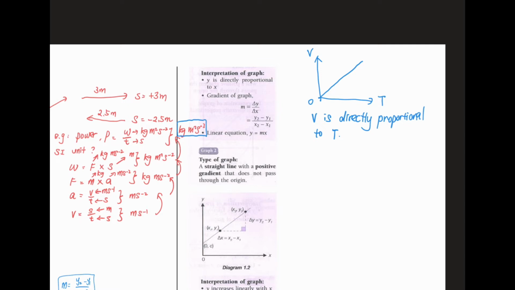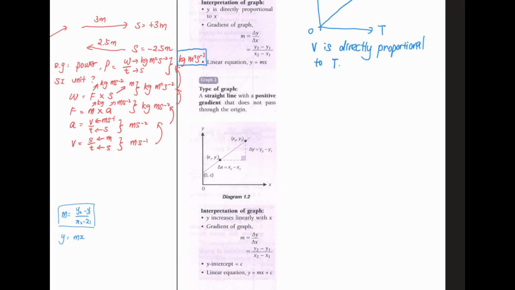Okay. Now we also have the gradients formula. So this is the gradients formula, and then the equations. Once you get the gradient, you put it here, y equal to mx. Okay, so of course you have to know that the straight line's equation is y equal to mx plus c, yeah? But for this case the c is 0. Okay, now we look at graph 2.